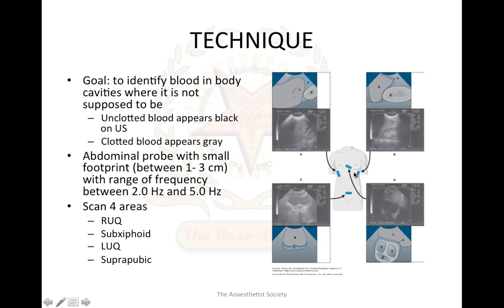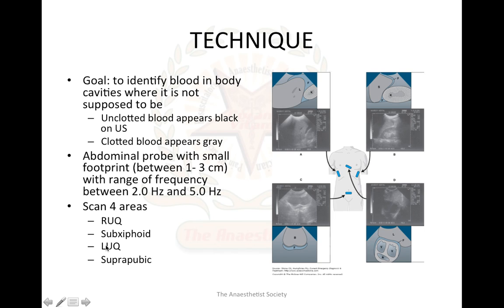Subxiphoid: we have to look at the subxiphoid area to look at the heart and any fluid surrounding the heart. If it is there, then there is a chance of cardiac trauma. You can see the IVC along with this to see how much is the volume. If the patient is hypovolemic, then the IVC will be collapsible.